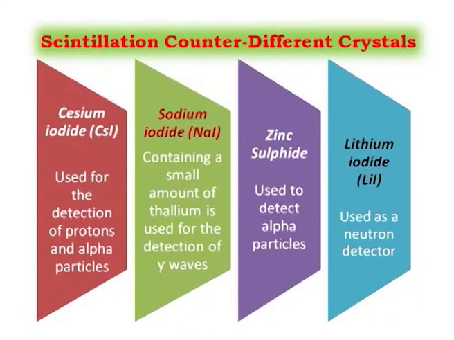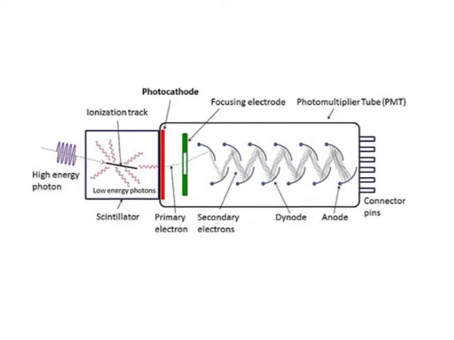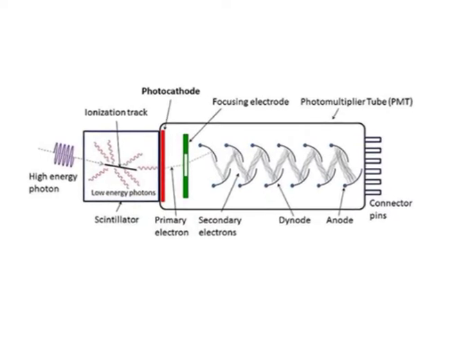Sodium iodide, which contains a small amount of thallium, is used for the detection of gamma waves. Zinc sulfide is widely used as a detector of alpha particles. Lithium iodide is used as a neutron detector. This detector has certain advantages: widespread detection; second, it can measure both the intensity and the energy of incident radiation; third, it is more sensitive than the Geiger-Müller counter.